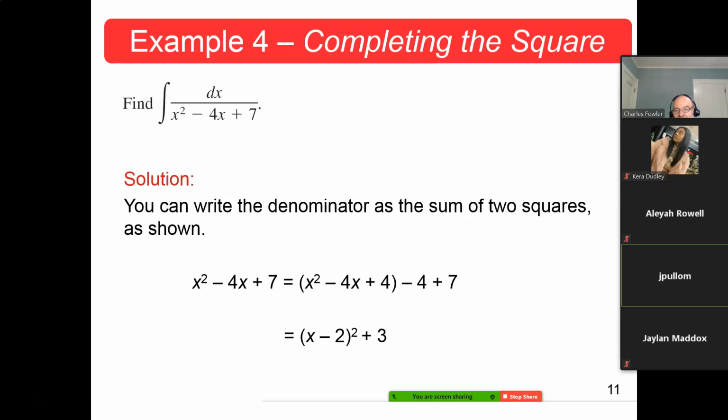And there it is, x minus 2 squared plus 3, which now they're going to call your u squared plus a squared, because that's what's in your denominator here. Okay, that will be your inverse tangent rule.